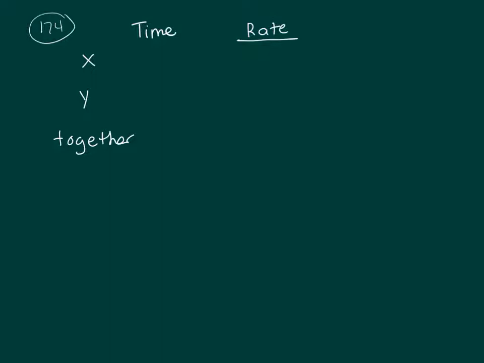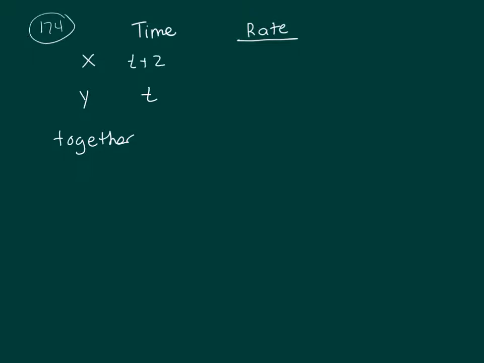We're trying to figure out how long it takes machine X by himself to produce 2W widgets. So let's look at their times. Running at their respective rates, machine X takes 2 days longer. So let Y take T days, and that means the other guy is going to take T plus 2.